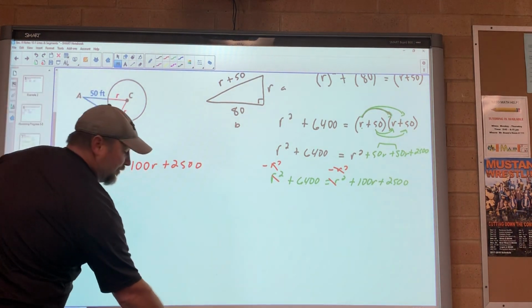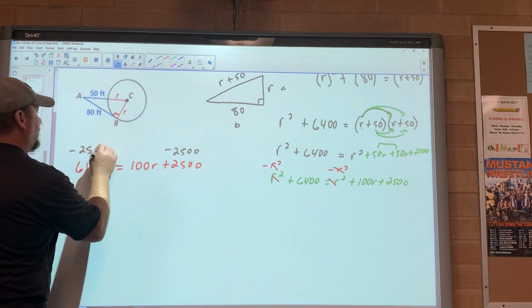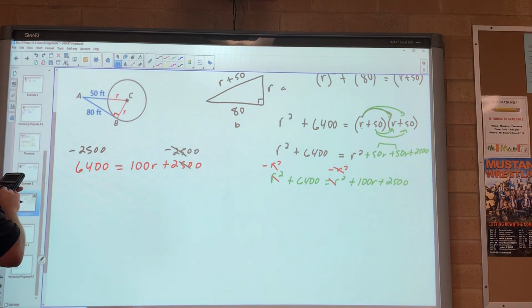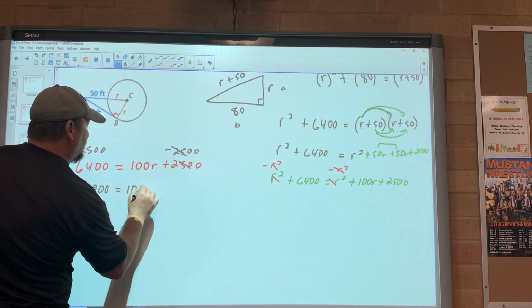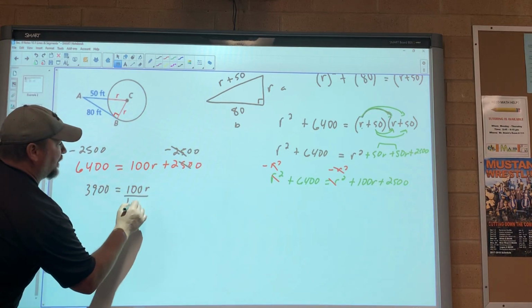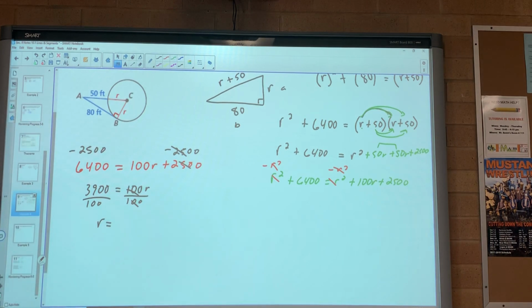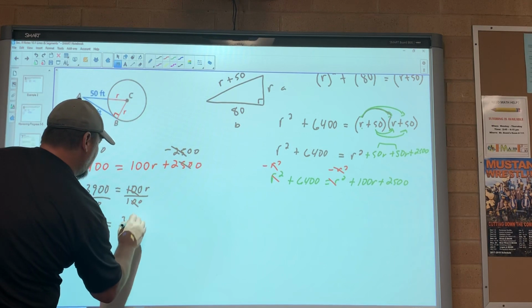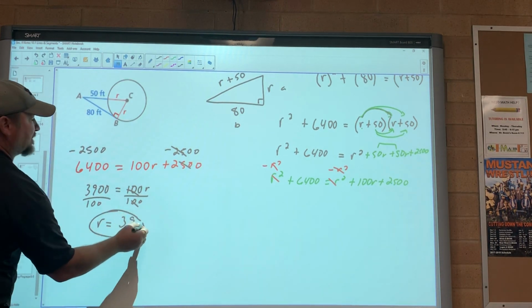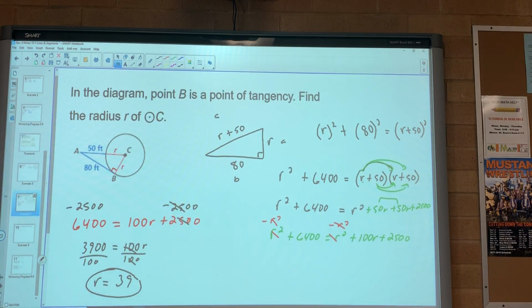Let's just do some opposite rules. We will subtract the 2,500. Cancel, cancel. And we get 6,400 minus 2,500. We're gonna get 3,900 equals 100R. Divide by 100. And R will be 39. So the radius on this problem, you guys, is 39.